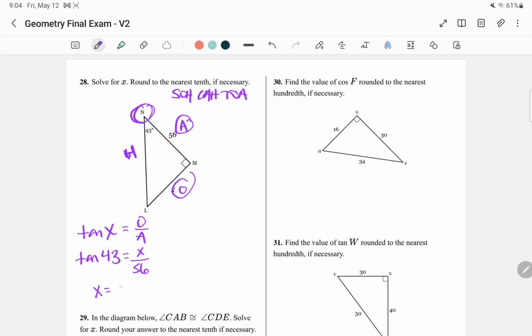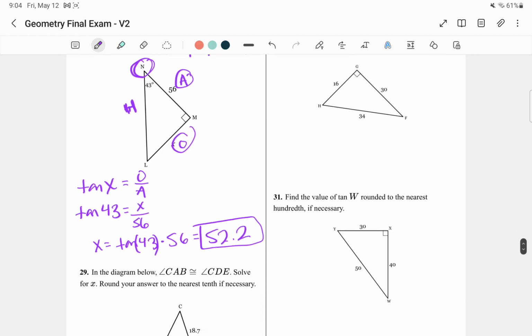So x is equal to tangent 43 times 56. Now make sure you're careful when you put this in the calculator, right? We're going to click tangent. I'm going to put 43, and then we're going to end parentheses. Then say times 56. Hit equals, and we get 52 point, the nearest tenth would be 0.2. All right, make sure you close the parentheses right here at the 43 so you have an accurate answer.